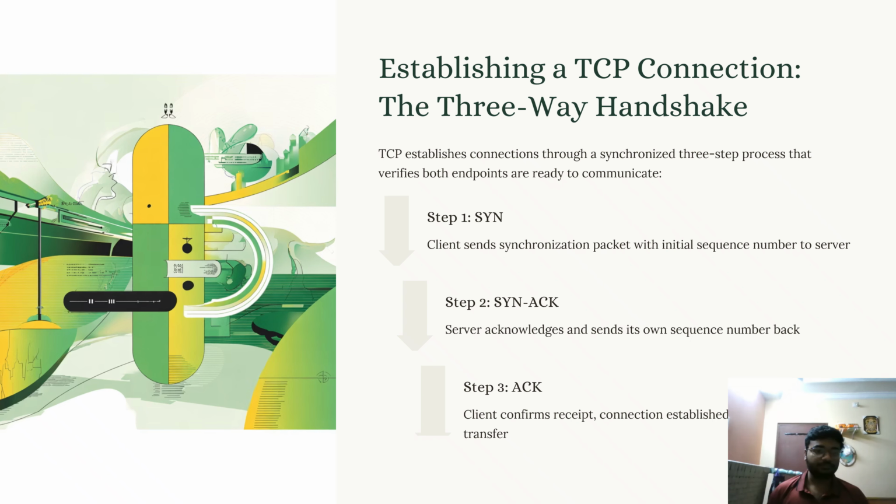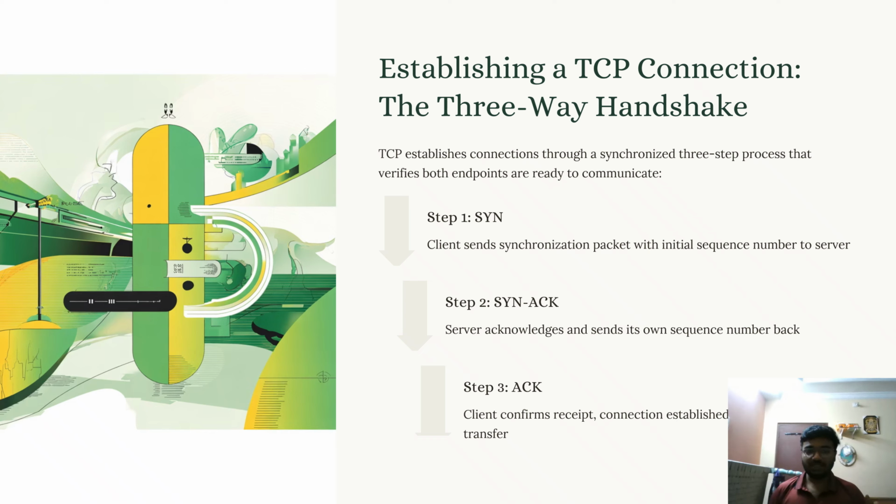Establishing a TCP connection, three-way handshake. Before two computers can exchange data over TCP, they go through a three-way handshake, a process where the sender and receiver synchronize their settings. The client starts by sending a SYN packet to the server, saying, let's start talking. The server replies with a SYN ACK packet, agreeing and also sharing its own sequence number. The client responds with an ACK packet, confirming both sides are ready.